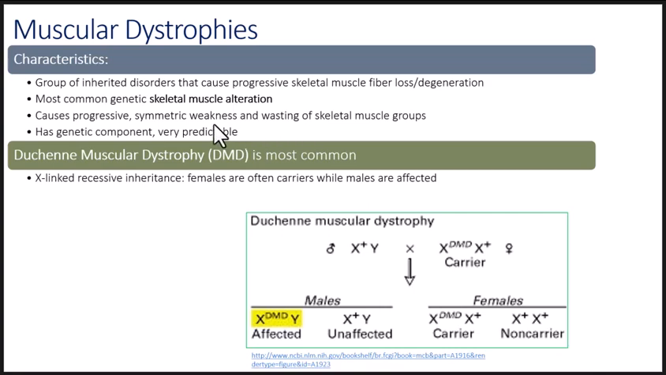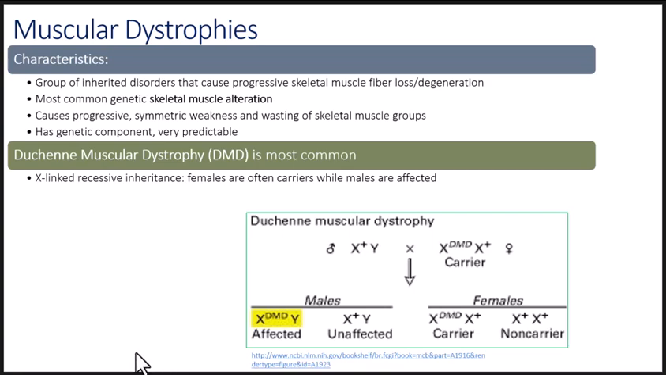Muscular dystrophies are the most prevalent of muscle diseases in childhood, with increasing disability and deformity, and severity can depend on the type of dystrophy. But looking at muscular dystrophies as sort of an umbrella term, we can say that it is the most common genetic skeletal muscle alteration. Now, of the different types of muscular dystrophies, the most common is Duchenne muscular dystrophy. This is an X-linked recessive inheritance.